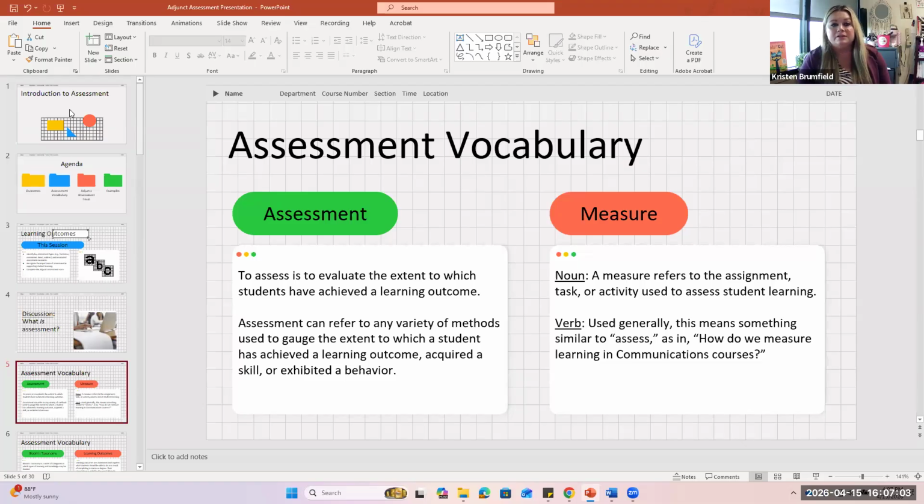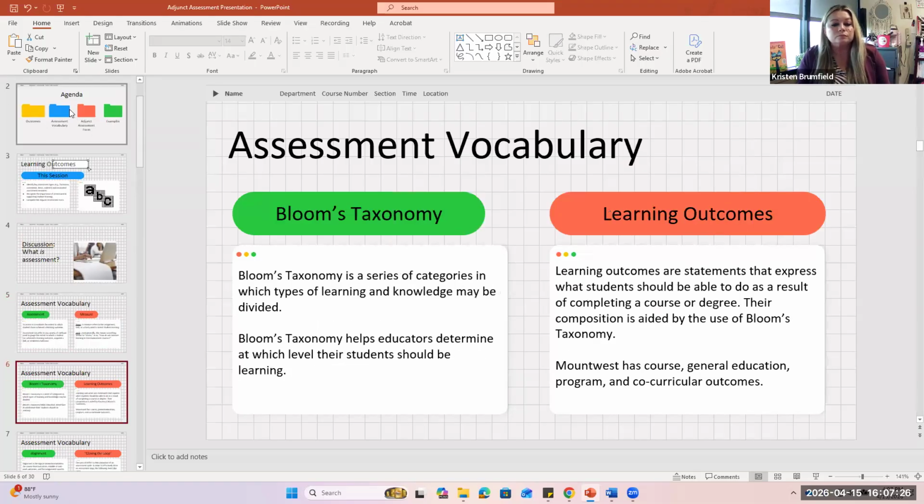And so measure is our next term. As a noun, a measure refers to the assignment, task, or activity that we're using to actually assess student learning. And the verb generally means something similar to assess, as in, how do we actually measure learning in communication courses?